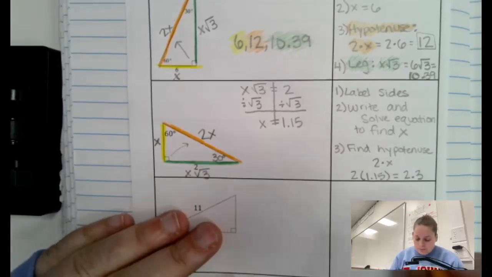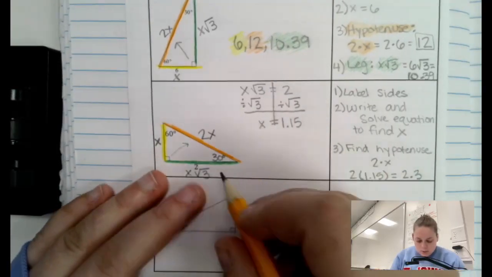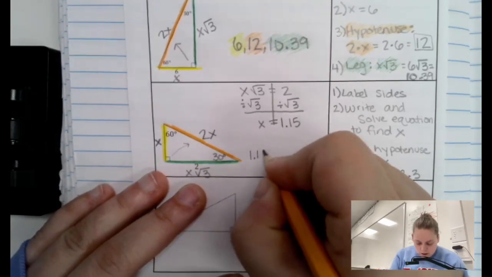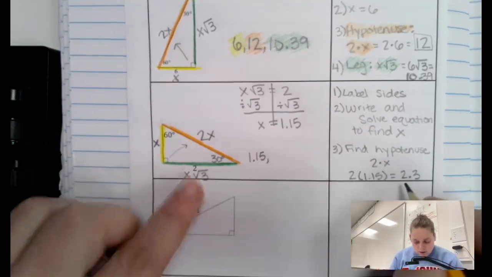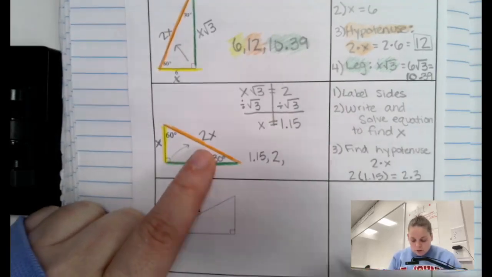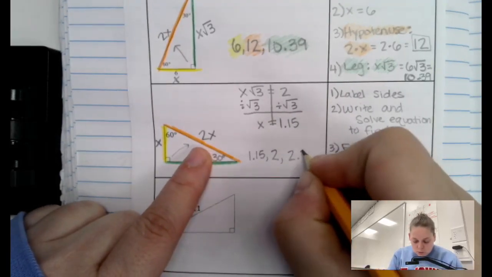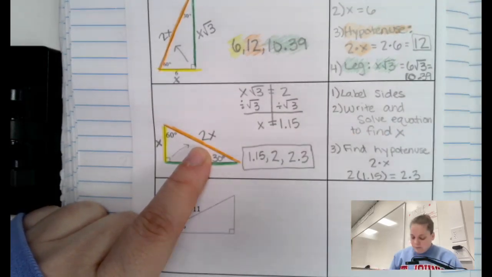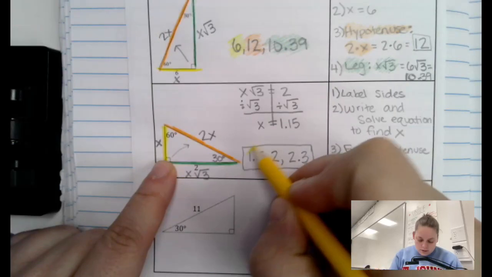All right, so our 3 sides, we have our x is 1 and 15 hundredths. If we go least to greatest, our next number would be 2, our leg. And then our hypotenuse should be the biggest side, which is 2.3. Okay, if you want to color code, you can.